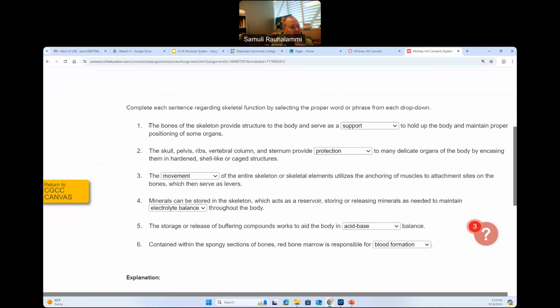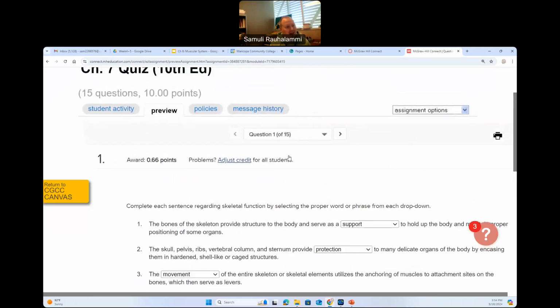So we see, for example, on the first ones, the bones of the skeleton provide structure to the body and serve as support to hold up the body and maintain proper positioning of some organs. We're also seeing that the skull, pelvis, ribs, vertebral column, and sternum provide protection to many delicate organs of the body by encasing them in hard and shell-like or cage-like structures. So you'll use this as kind of logic to complete this sentence so that they make sense.